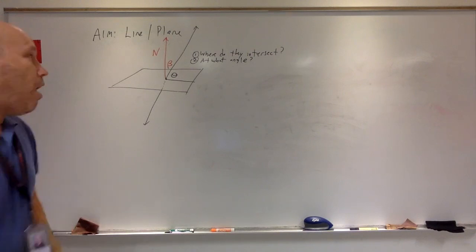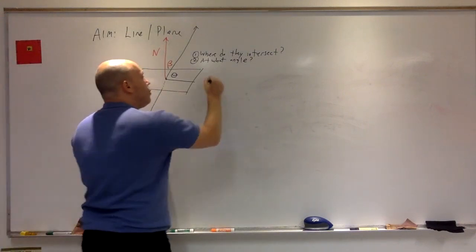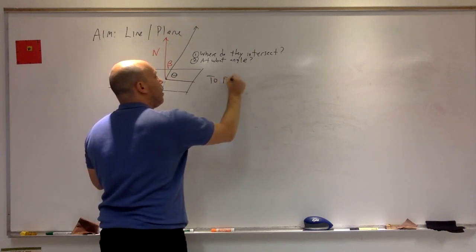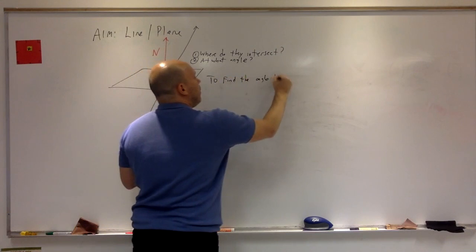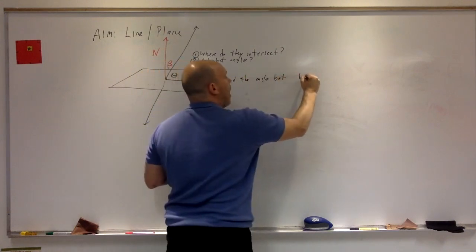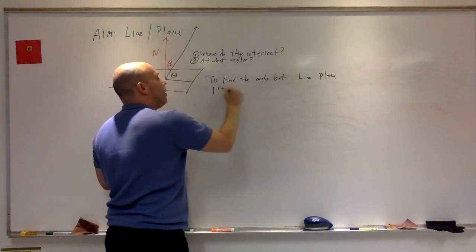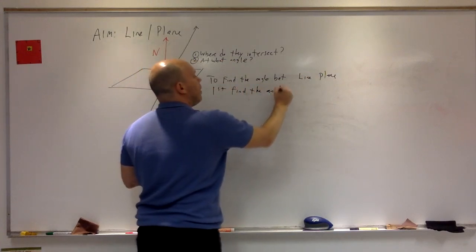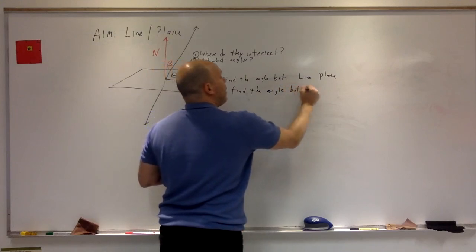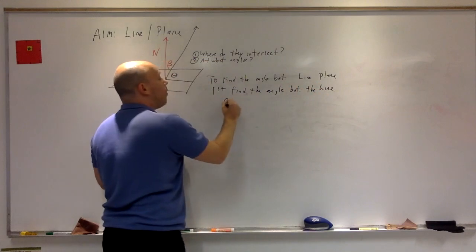Okay? So in order to find the angle between the line and the plane, first find the angle between the line and the normal to the plane.